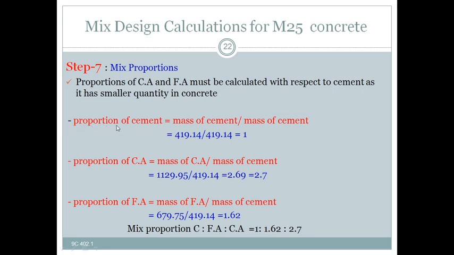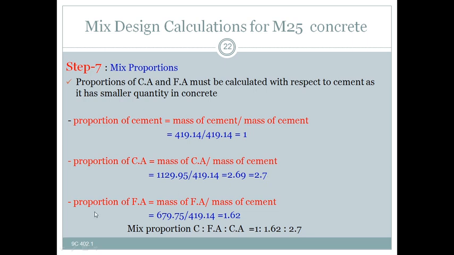The first one is the proportion of cement. We have to calculate the proportion of cement with respect to cement only. That's why mass of cement by mass of cement will give me 1. Next, the proportion of coarse aggregate is equal to the mass of coarse aggregate by the mass of cement. I am calculating the proportion with respect to the cement, that's why I am taking the denominator value as the mass of cement. I know the mass of coarse aggregate is 1129.95 and the mass of cement is 419.14, that is equal to 2.69, approximately 2.7.